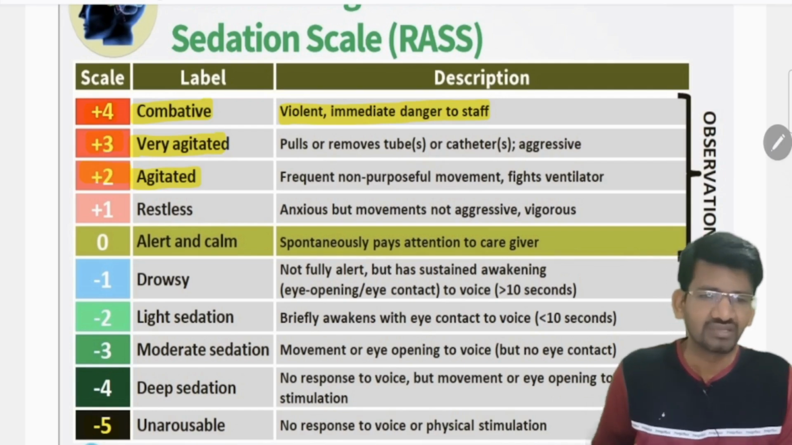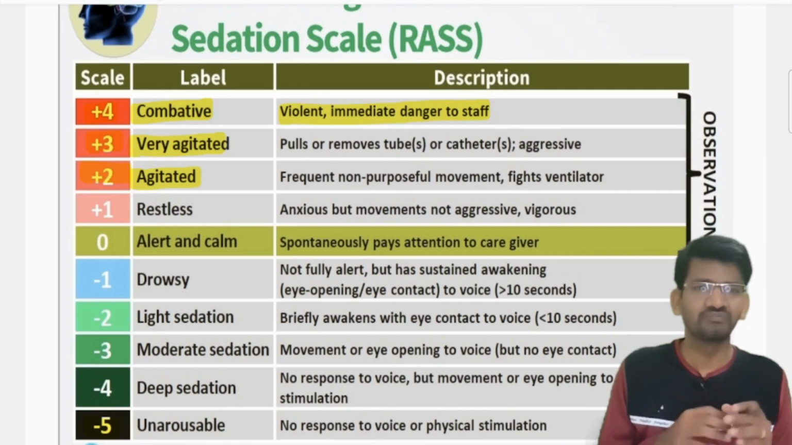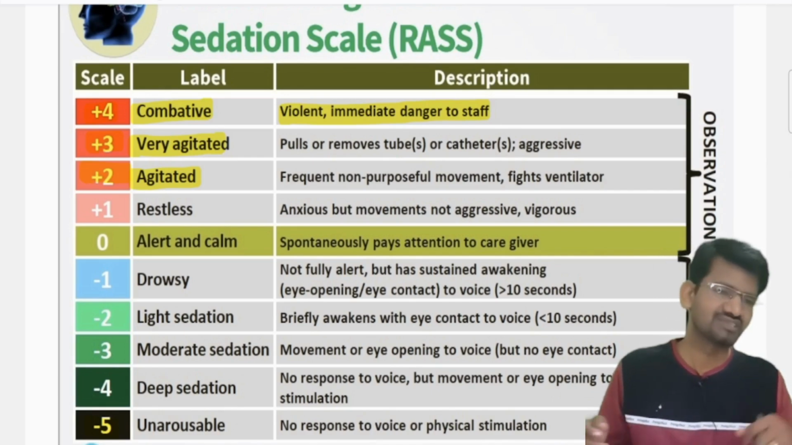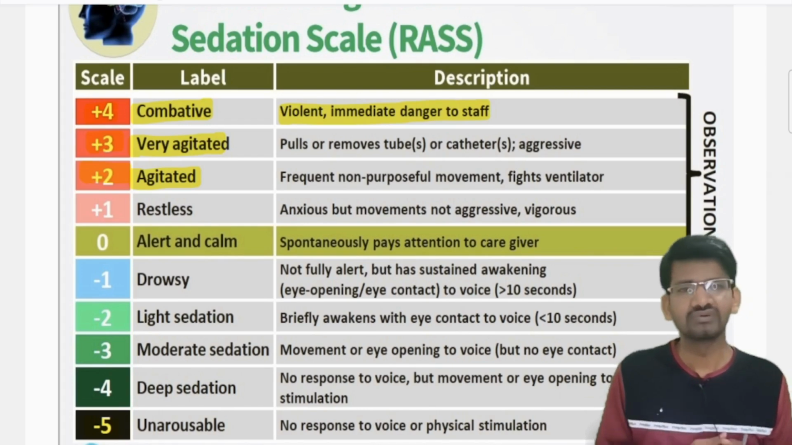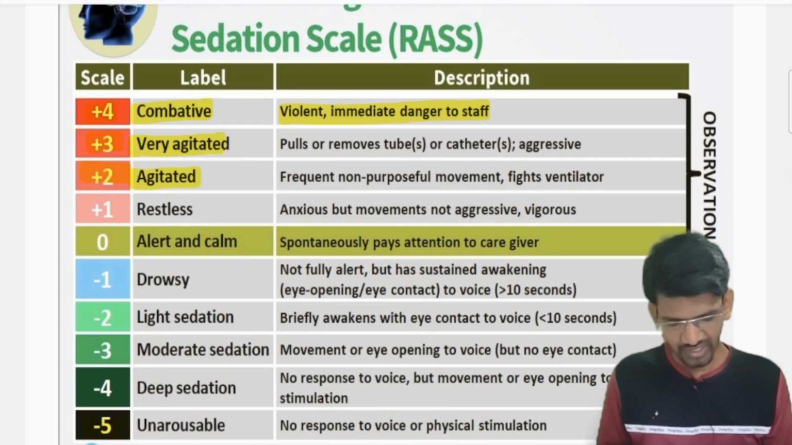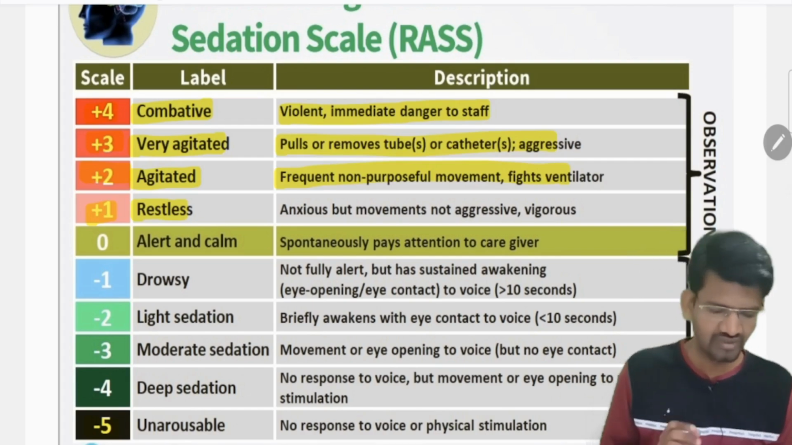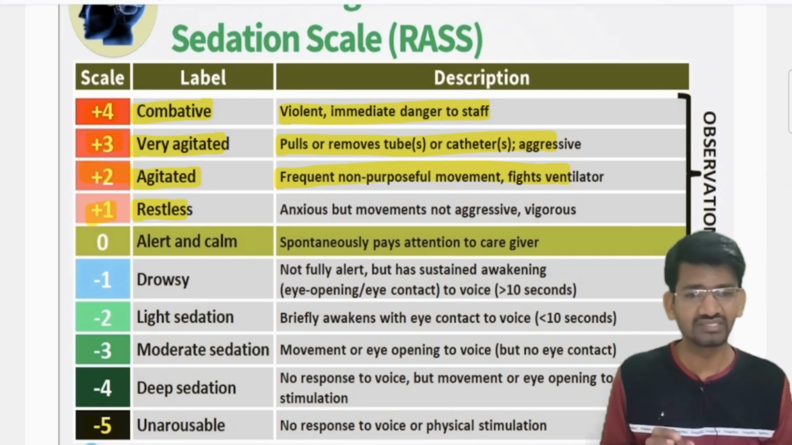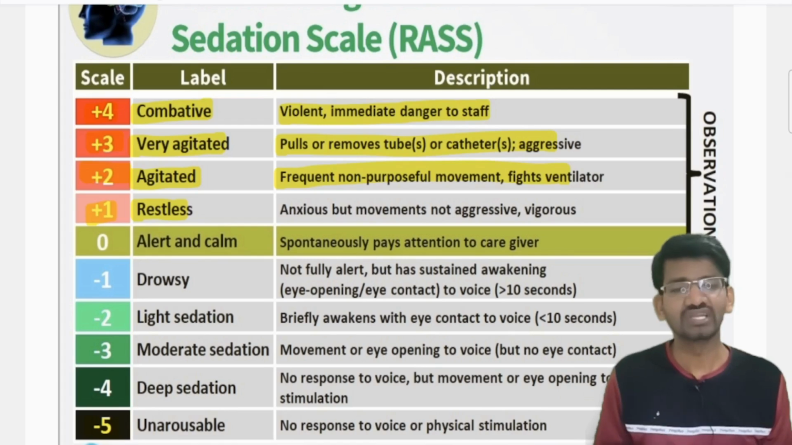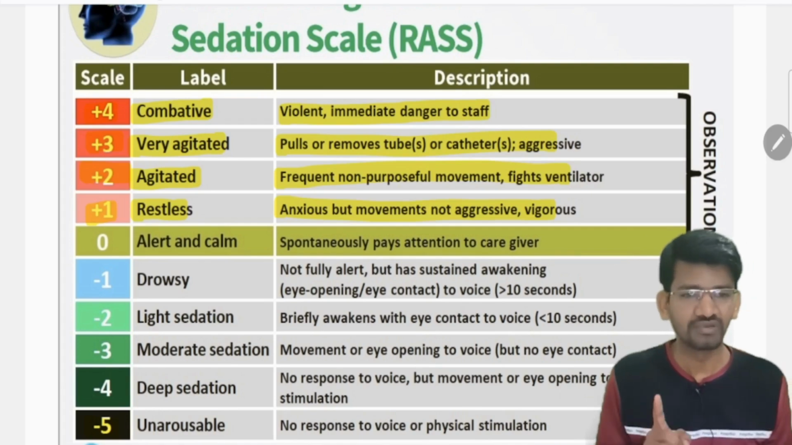And +2 is given where the patient shows agitated behavior. That means the patient is agitated but not fully, making some non-purposeful movements. He will make hand movements frequently, and sometimes he fights with the ventilator. This is called agitated behavior. Then +1 is called restless behavior, where the patient is not aggressive but is very anxious. He doesn't make any movements, but the patient looks anxious, emotionally disturbed. Then it is called restless behavior, and it is given a score of +1.